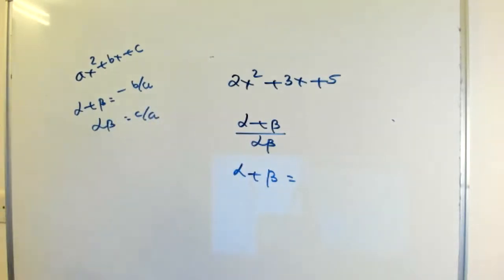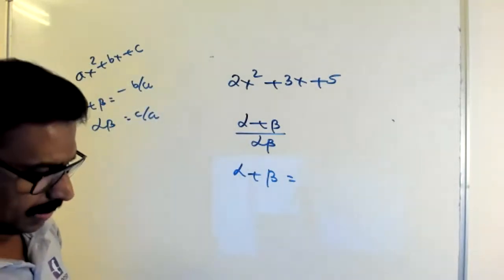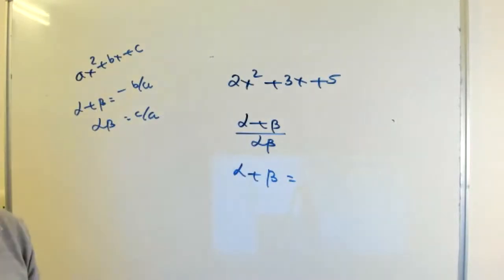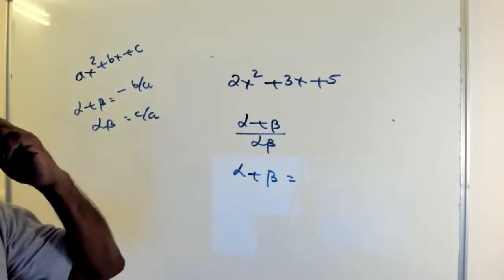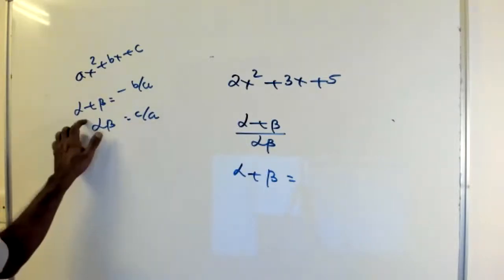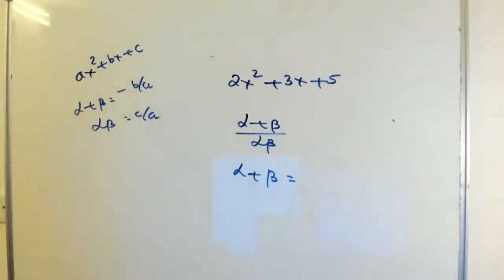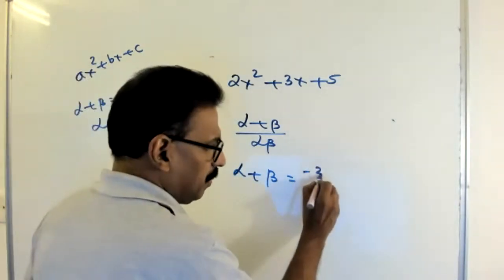Okay, now here. Listen. What is a here? A is 2. B what? 3. C what? 5. Okay. Alpha plus beta is minus B by A. So alpha plus beta, what is here? Minus 3 by 2.